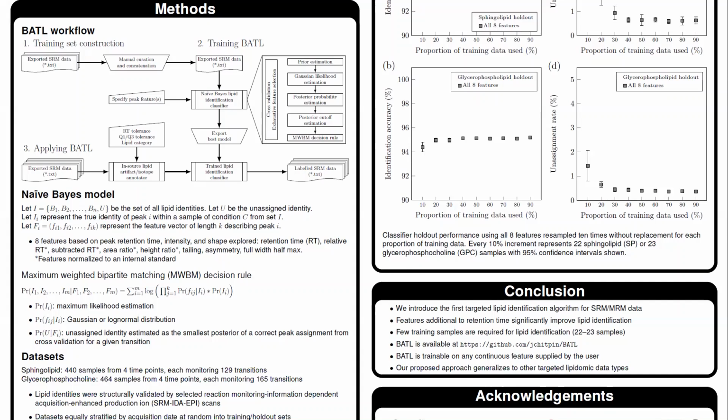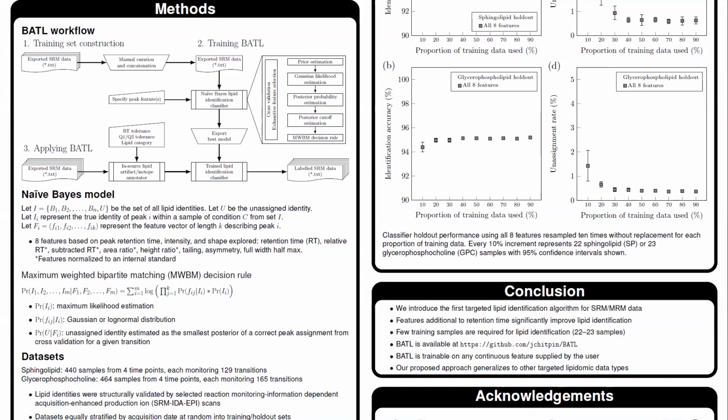Here, we trained BATL using 8 features based on peak retention time, intensity, and shape. The naive-Bayes model to estimate the posterior probabilities of any joint assignment of lipid identities is broken down into 5 steps. First, the prior probability of observing each lipid identity is computed by maximum likelihood estimation. The feature likelihoods for each lipid identity are then computed using a Gaussian or log normal distribution. When computing the posteriors from the prior and likelihoods, transition-specific posterior cutoffs are also estimated for the unassigned lipid identity U. This process involves finding the smallest posterior probability of a correct peak assignment from cross-validation.